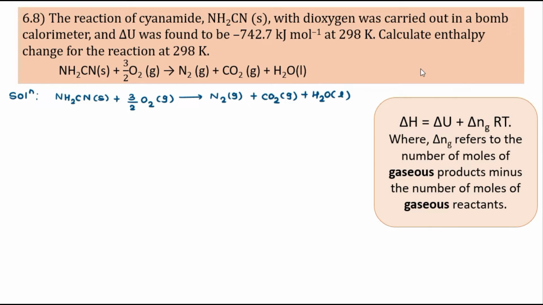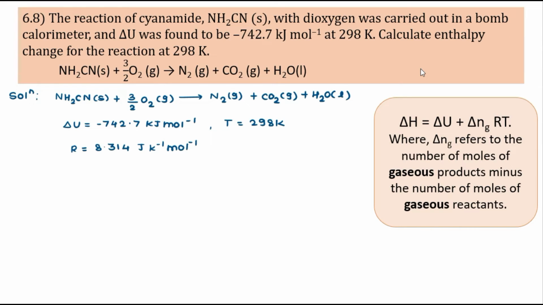Okay, here delta U is given, so delta U is equal to minus 742.7 kilojoule per mole, and temperature T is equal to 298 Kelvin. We know that the value of R, that is the gas constant, is equal to 8.314 joule per Kelvin per mole.